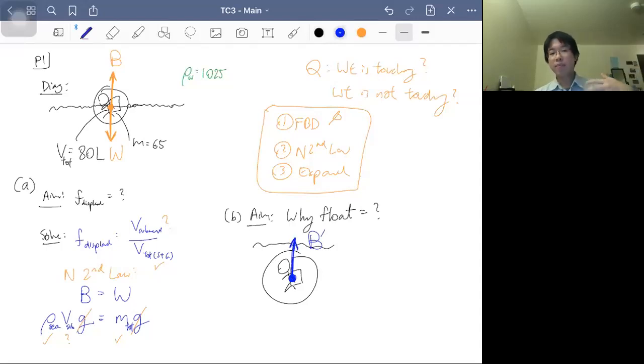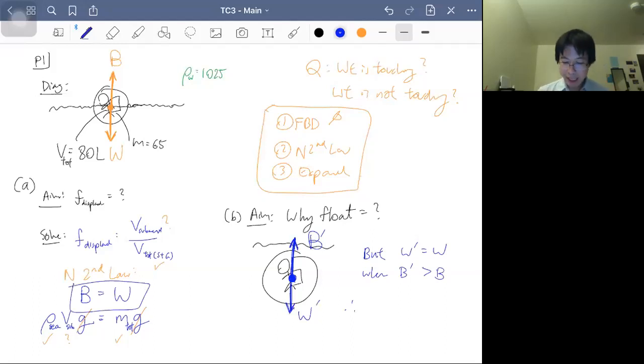Because you're more submerged, you have more buoyancy. So that's a different one. However, the weight is going to be the same, right? So as a result, in this case, let me put W prime. But W prime is the same as W when B prime is larger than B. Therefore, in this case, the forces do not balance, right? So over here, you see the old B is equal to the weight, but the new B is not going to equal the weight because the new B is larger, right?